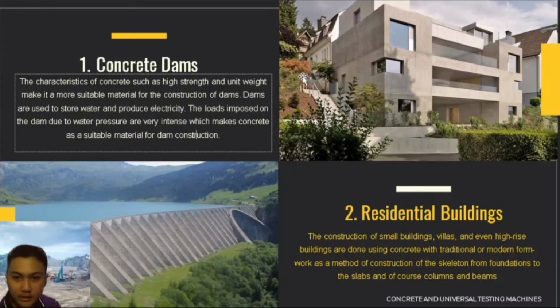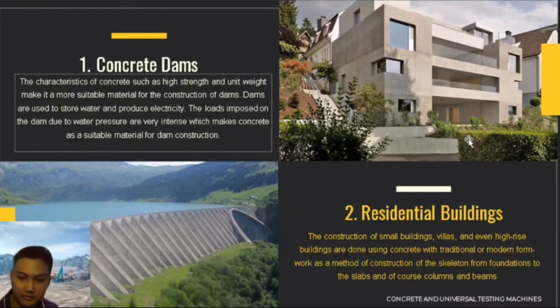So next, residential buildings. The construction of small buildings, villas, and even high-rise buildings are done using concrete with traditional or modern formwork as a method of construction of the skeleton from foundations to the slabs and of course columns and beams.